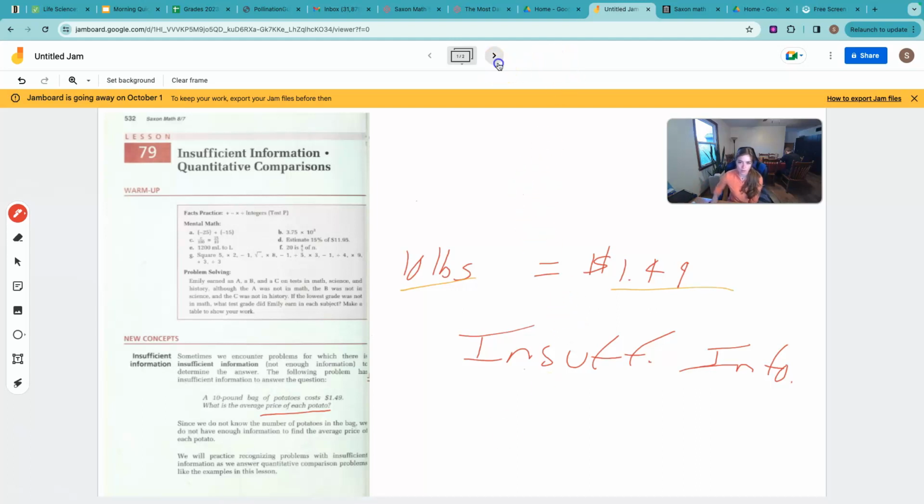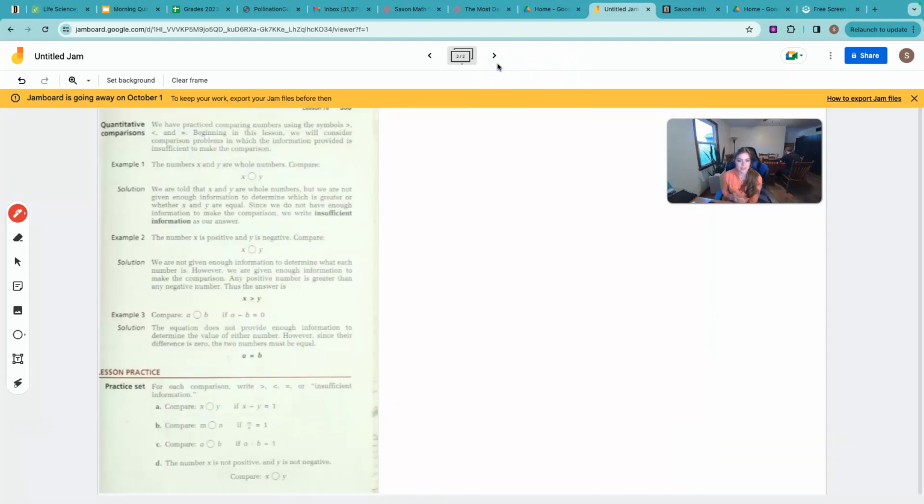Quantitative comparison just has to deal with using letters like X and Y. We've seen quantitative comparisons before. So you've used the alligators, right? Greater than, less than, greater than or equal to, less than or equal to, or just equal to. We've used all those symbols before, right? What if I gave you a problem like this? The numbers X and Y are whole numbers. Compare. So if I had X, and we have a circle here, Y, and the only information you have is that they're both whole numbers.